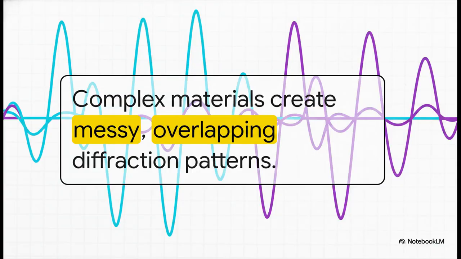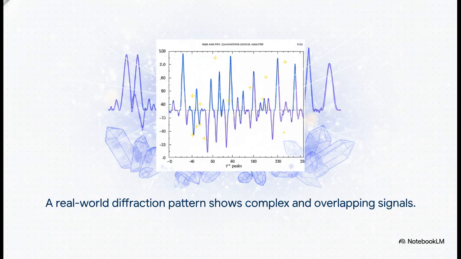Now, that sounds pretty straightforward for a nice, simple crystal, right? But what happens when you've got a really complex sample? Like, say, a rock with a whole bunch of different minerals all mixed together. Well, those simple, clean signals, they get messy. Really messy. And yeah, this is what that mess looks like in the real world.